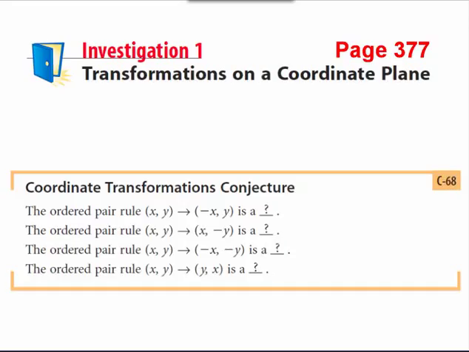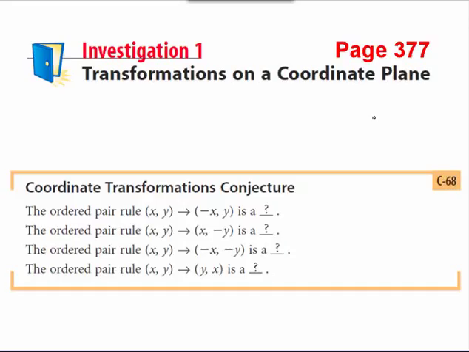The next part, let's go ahead and look at page 377, please. Notice it says on graph paper, create and label 4 sets of coordinate axes. I'm going to pass around some graph paper, and I need you to complete that, and then we will talk about the coordinate transformations conjecture. So let's go ahead and look at that.